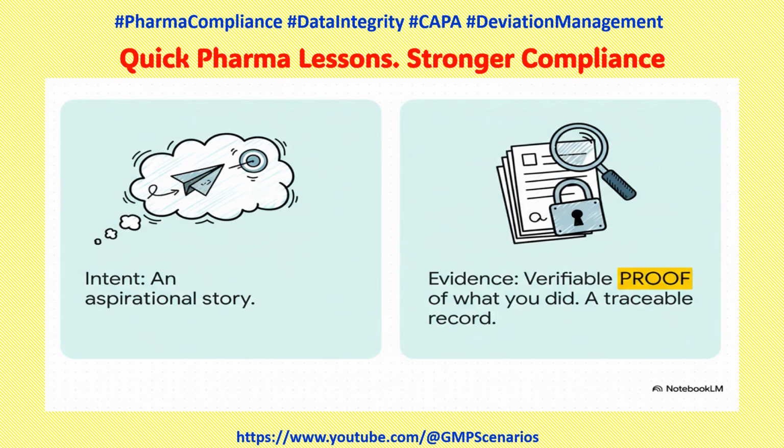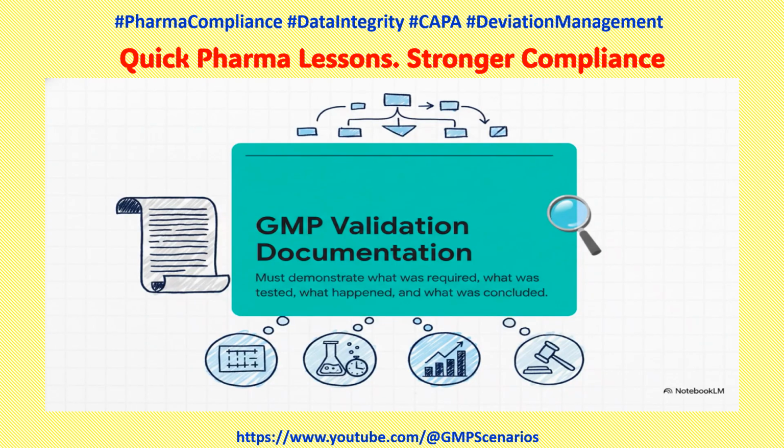But on the other hand, you've got evidence, and that is the cold, hard, verifiable proof of what you actually did. It has to be traceable, it has to be defensible, and honestly, it takes some serious discipline to create. One is just a story, the other is a legal record. Under GMP, the expectation is crystal clear. Your documentation isn't just a quick summary, it's got to be a complete story backed up by facts. It has to clearly show four things. One, what was required. Two, how it was tested. Three, what actually happened. And four, what was concluded based on that evidence.